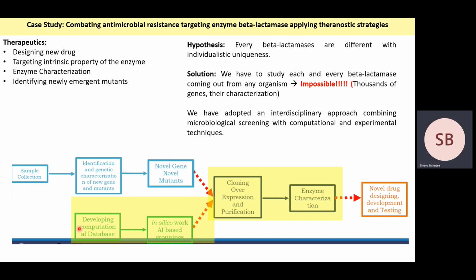So basically what is done is that identification and genetic characterization of new gene mutants is done experimentally, and a computational database is developed. So both experimentally and in silico, new gene mutants are identified. Then they are cloned, expressed and purified, and the enzyme is characterized. And from that, the new drug is designed, developed, and tested.